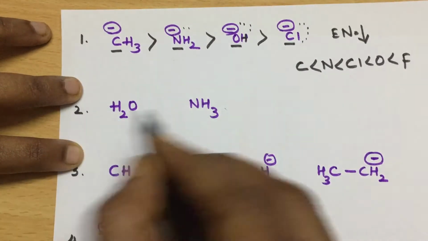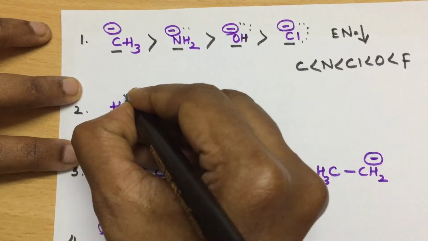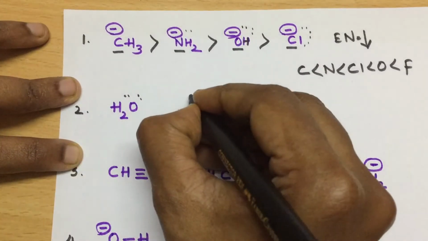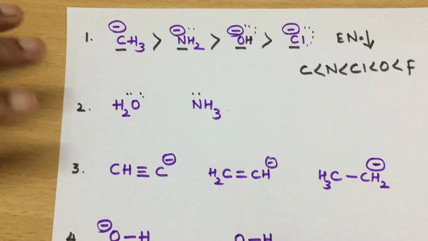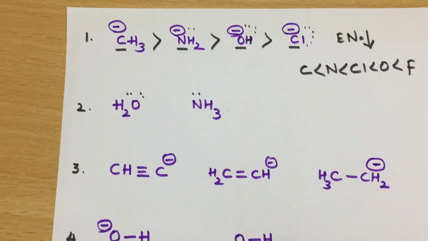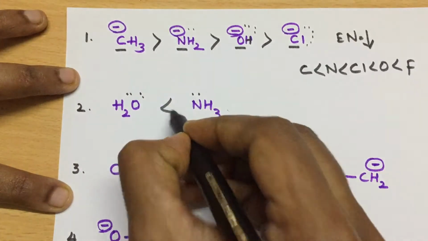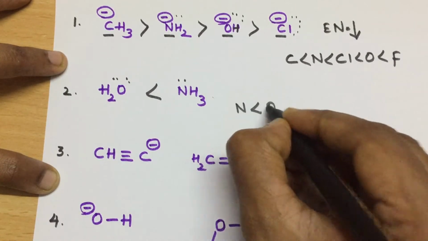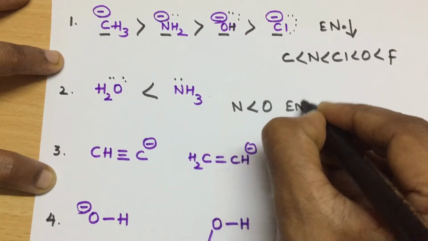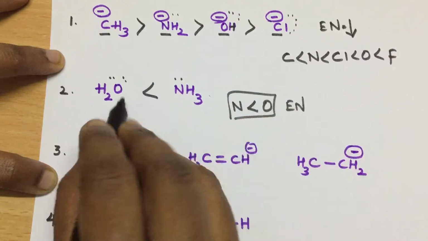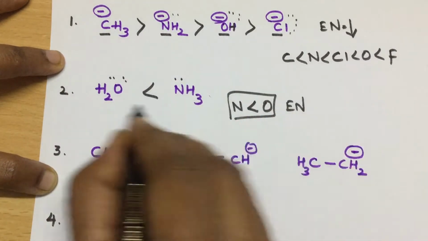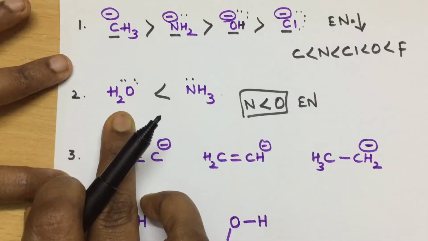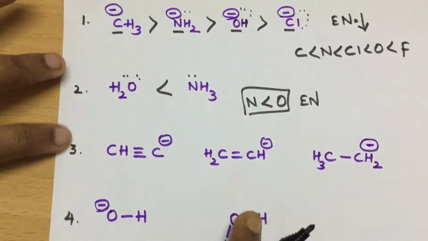Then here, water and ammonia. If you watch, oxygen has 2 lone pairs and nitrogen has only 1 lone pair. Based on this, you might choose water as the better base, but that is not true. It is ammonia, because the electronegativity of oxygen is greater than nitrogen, so oxygen will have a low tendency to donate. So ammonia is a better base than water.